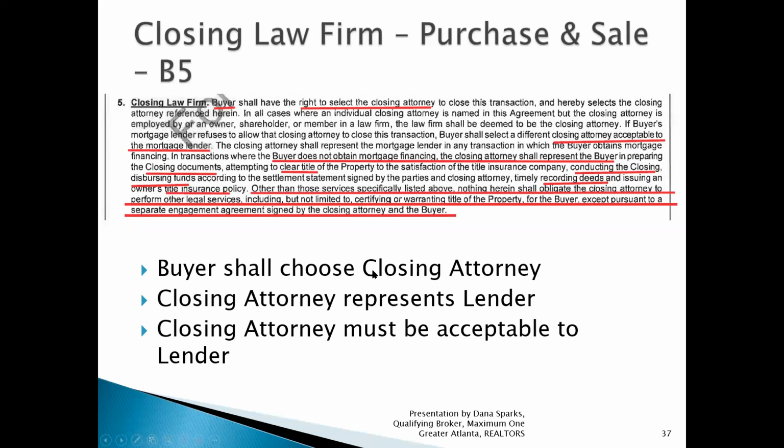All right, moving along. There's a lot of confusion with our public on the closing law firm. Okay, I'm going to ask you guys a quiz question, to keep you guys awake.